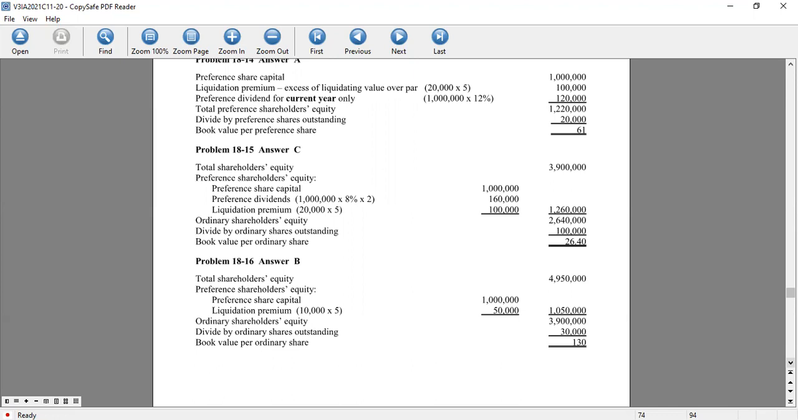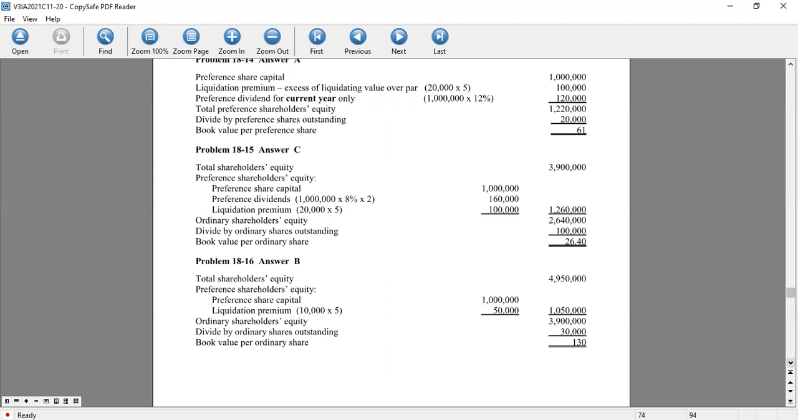for a total of 1,260,000. So the ordinary shareholders equity of 2,640,000 for 100,000 shares. So the book value per ordinary share of 26.40. Now the answer is letter C.